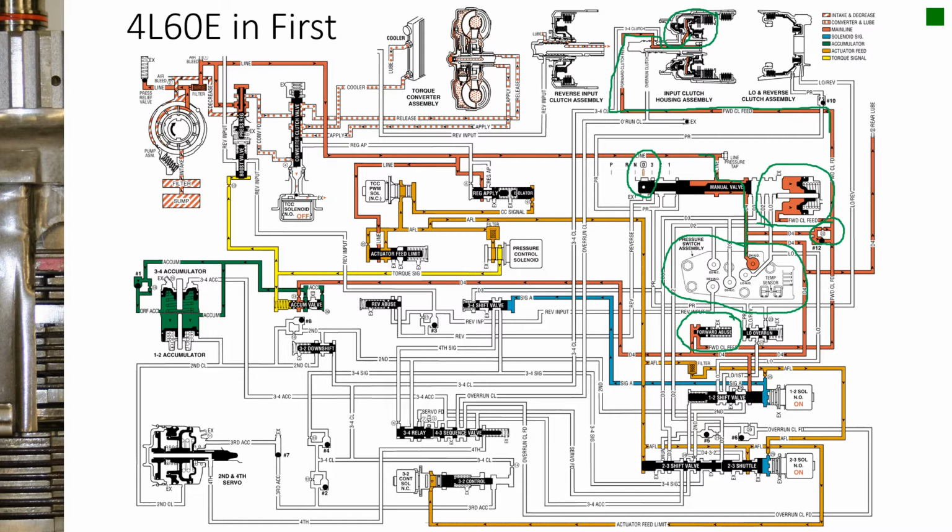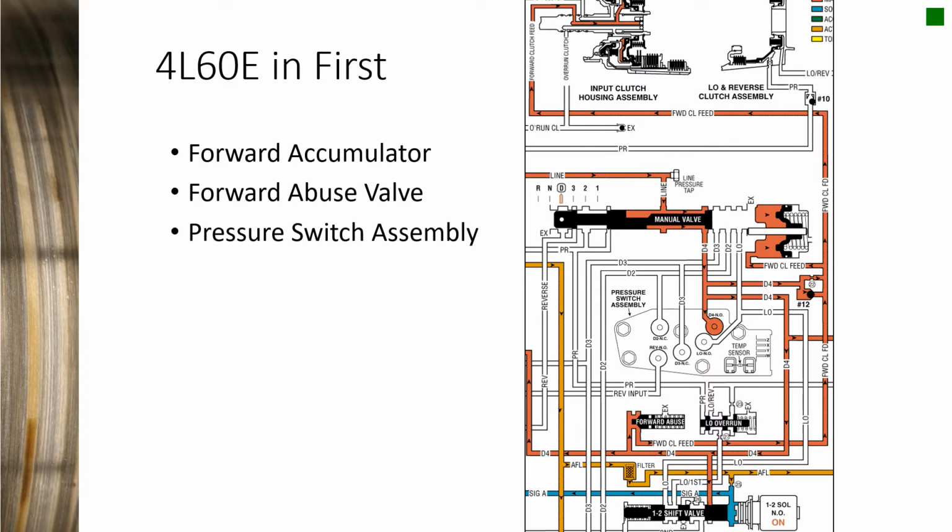So really what we talk about here hydraulically is how do we deliver fluid pressure to the forward piston, and how do we accumulate it or cushion it so that we get a smooth shift. So we're going to focus on what's happening with the forward accumulator, the forward abuse valve, and the pressure switch assembly.